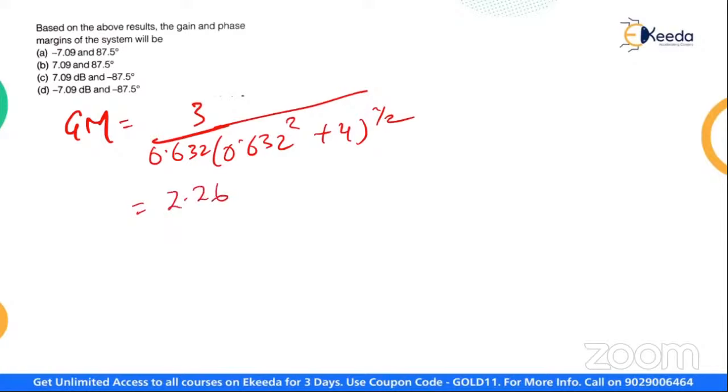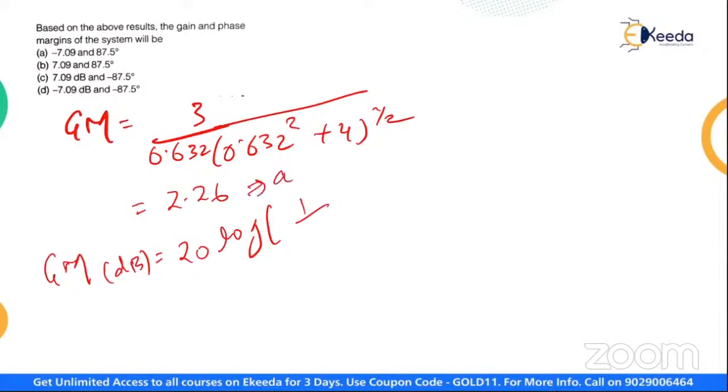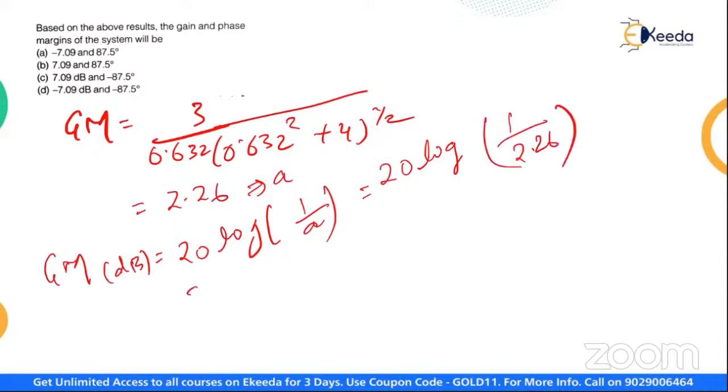Now, if you want gain margin in dB, you just take 20 log of 1 by this term. Let me call this term A. So 20 log of 1 by A is 20 log of 1 by 2.26. What is that equal to? That is nothing but minus 7.09.